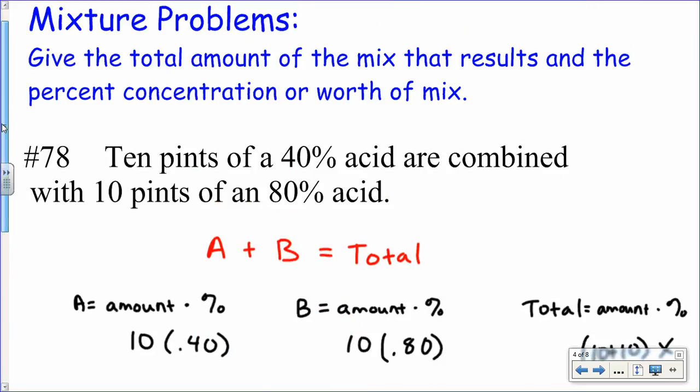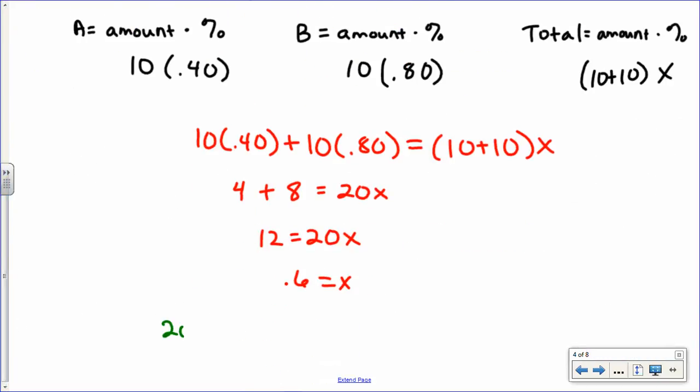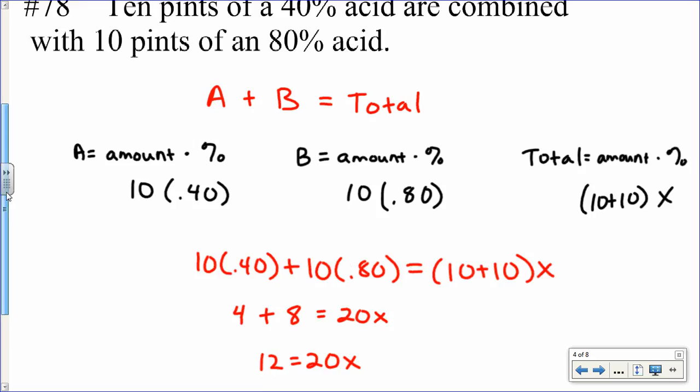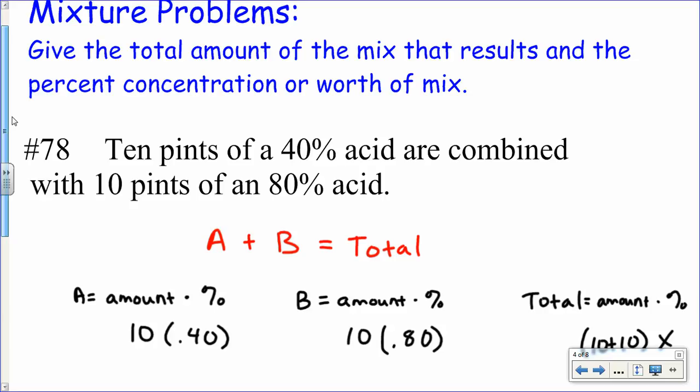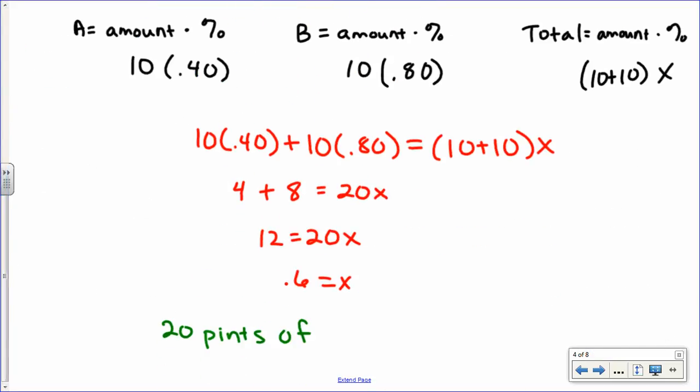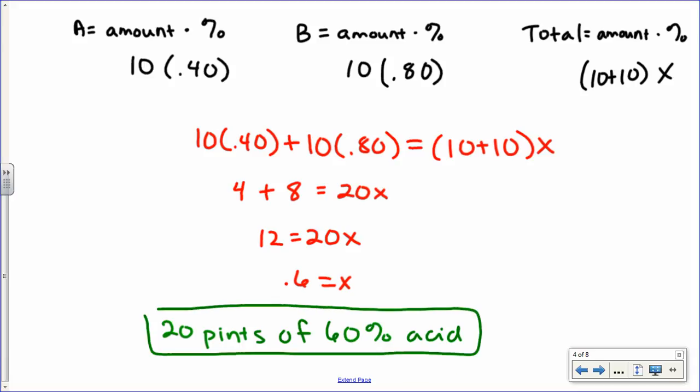So the problem told me to give the total amount of mix that results and the percent concentration. So I have 20 pints of what percent acid? 60% acid. Since you put in the same amount, 10 of A and 10 of B, the percent just ended up being the average of these. So 40% and 80%, the average is 60%. If you put in the same amount, all you're doing is the average of those. But you're not always going to do the same amount.